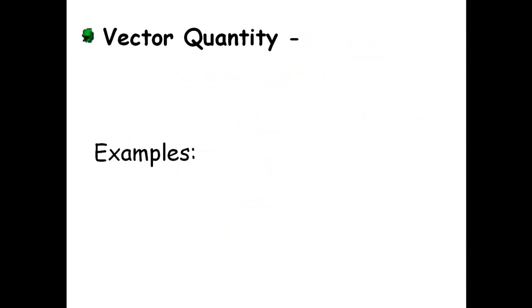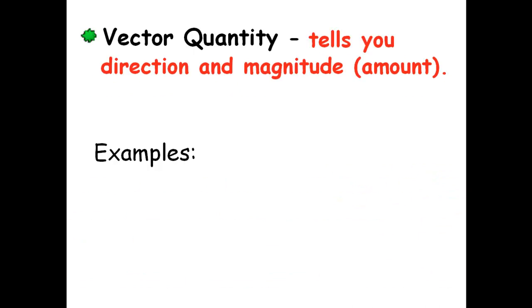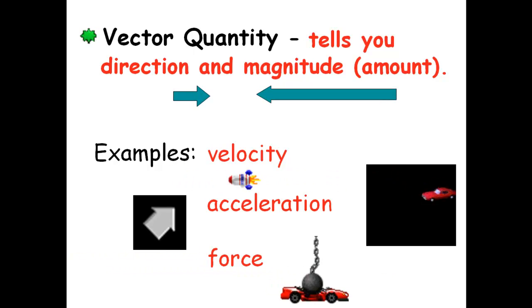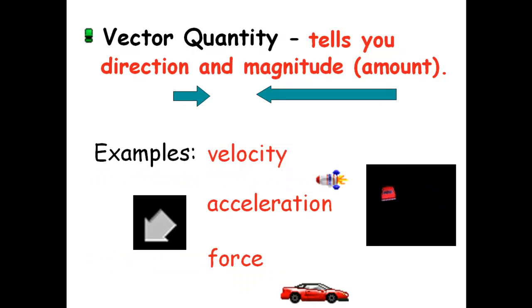Compare that to a vector quantity, which tells you not just how much, but if you can ask the question, what direction is the blank, then it's a vector quantity. So it not only tells you the amount, but it tells you that direction. Example, what direction is your velocity, your force, your acceleration, those type things.